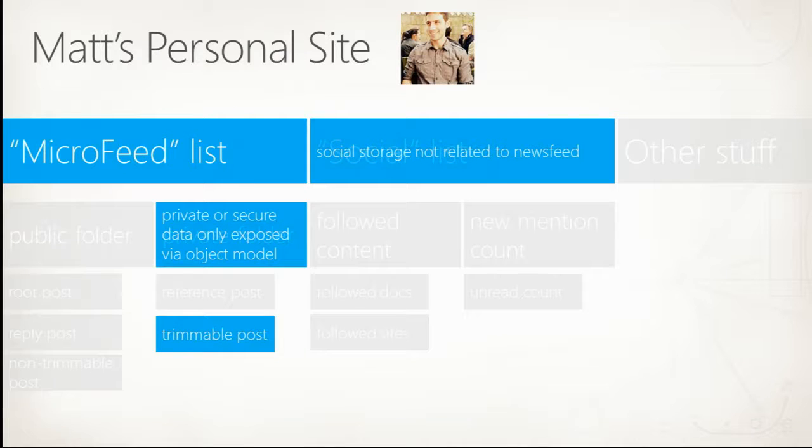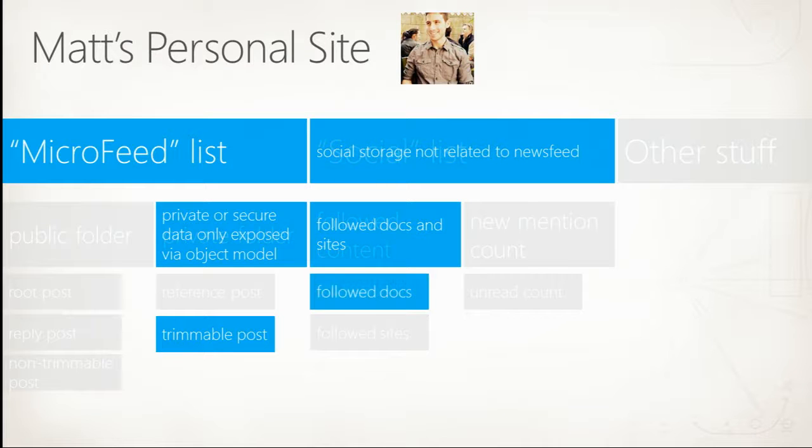So in the social list, we have this followed content folder. And in that followed content folder, we store those followed docs and sites. And when I followed breaking down the SharePoint 2013 newsfeed, it added that to the list. And when I followed the site, it added that as well.